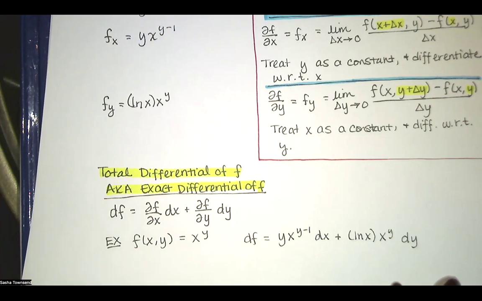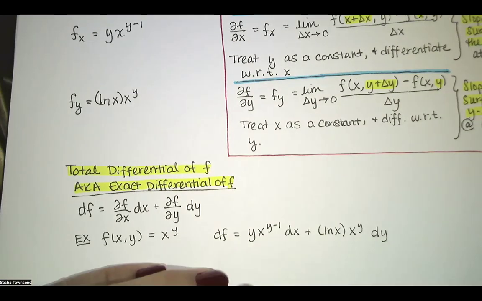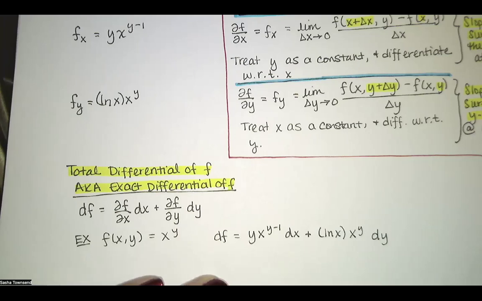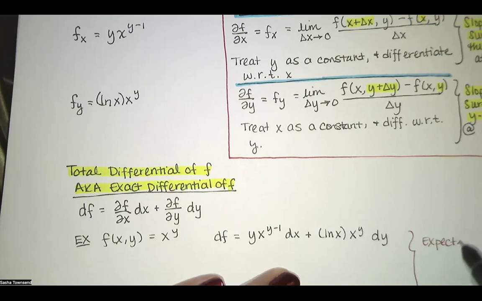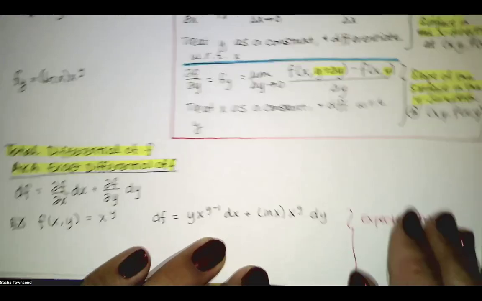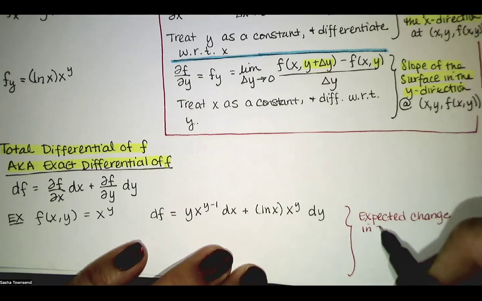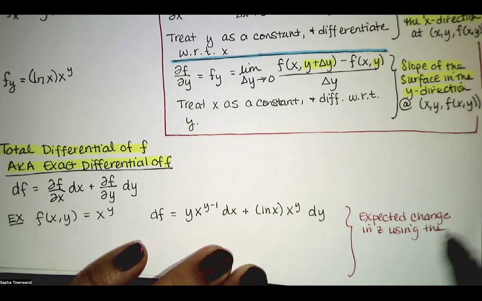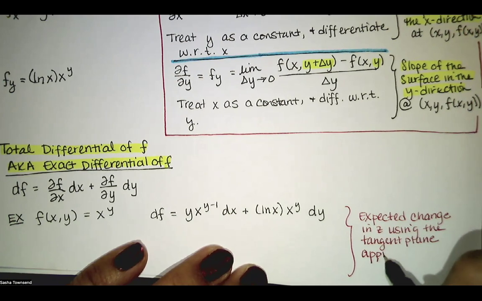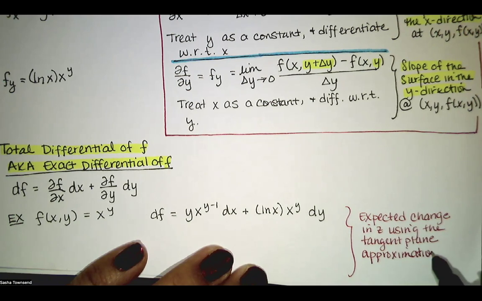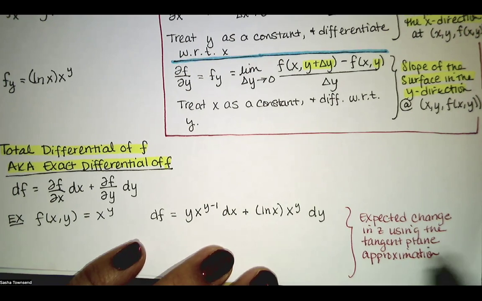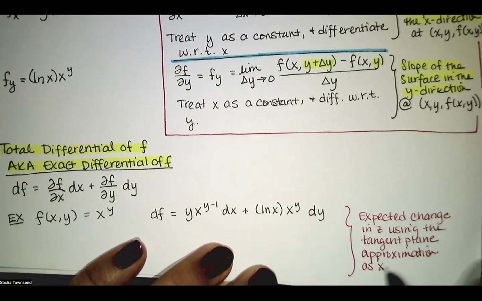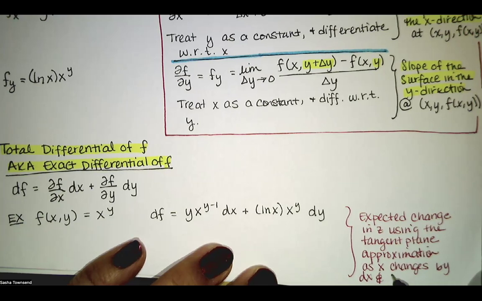You might say, okay, well, what does this mean? What does this represent? This is actually the expected change in z using the tangent plane approximation, or linearization, sometimes that's what it's called, at a particular point, x naught, y naught, as x changes by dx units, and y changes by dy units.